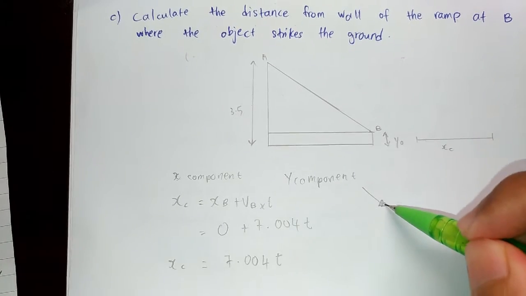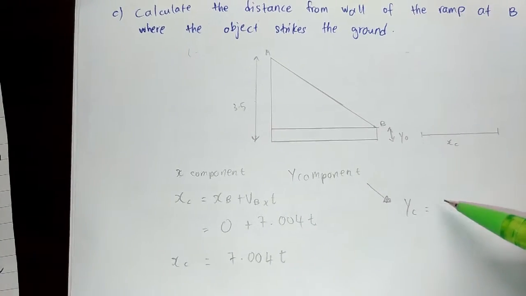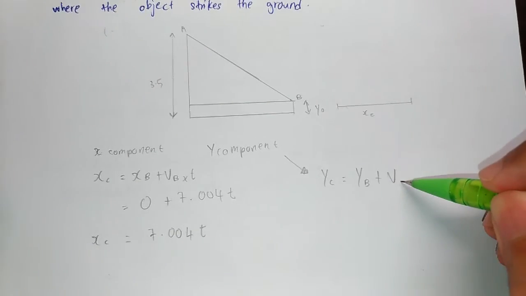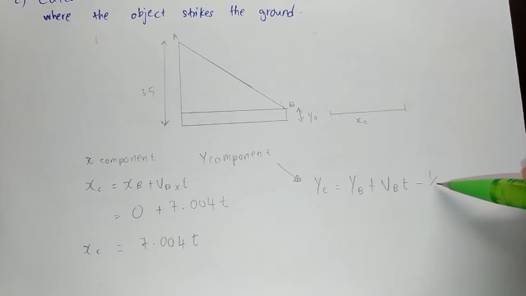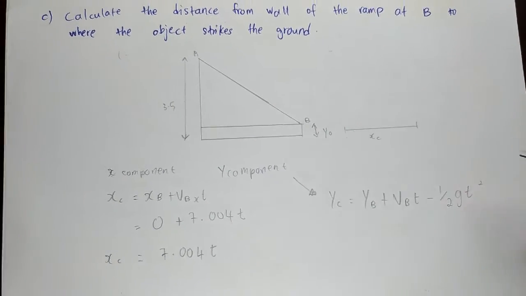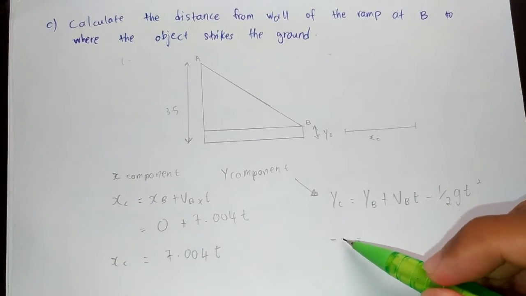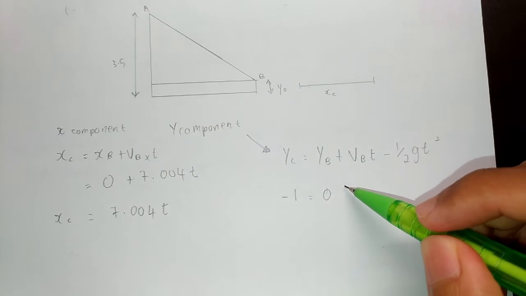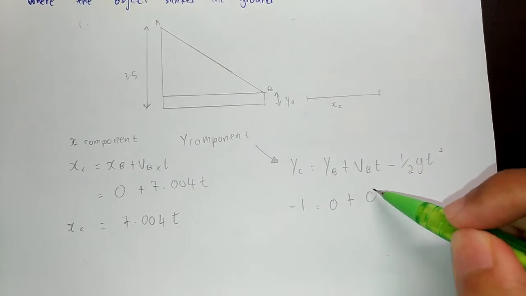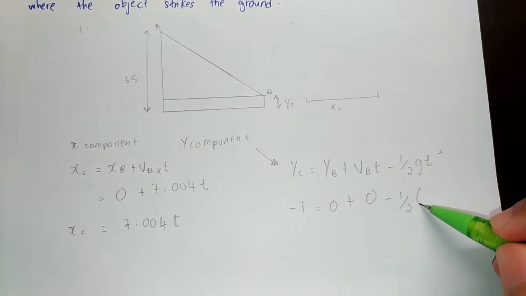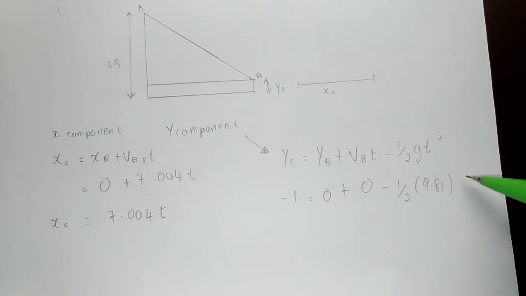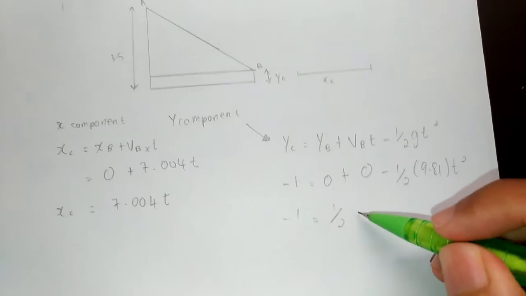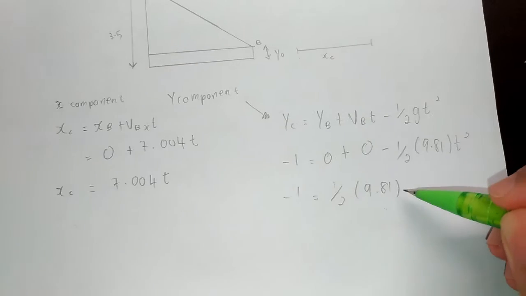In the y component, we got yc is equal to yb plus vb t minus 1 over 2 g t squared. Since we know that yc is -1, we just sub it into here, and yb is equal to 0 plus vb is 0, so -1 equals minus 1 over 2 times 9.81 times t squared. So when you solve this, you get 1 equals 1 over 2 times 9.81 t squared.